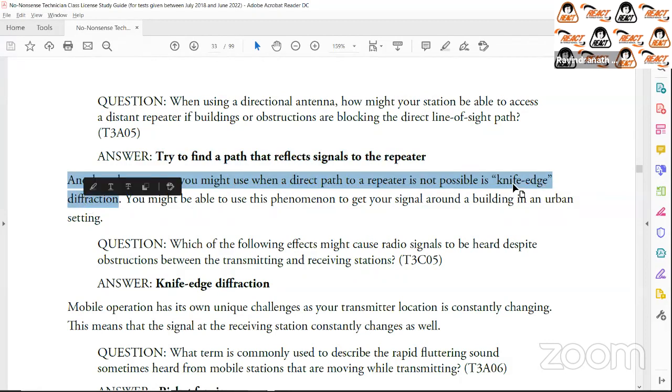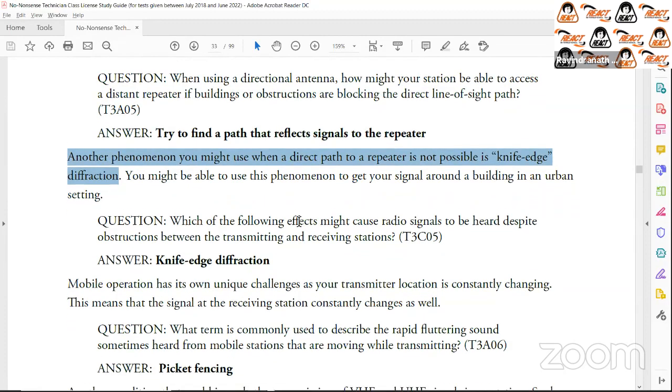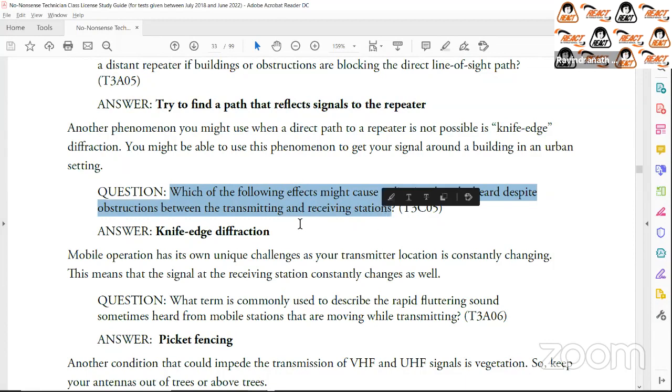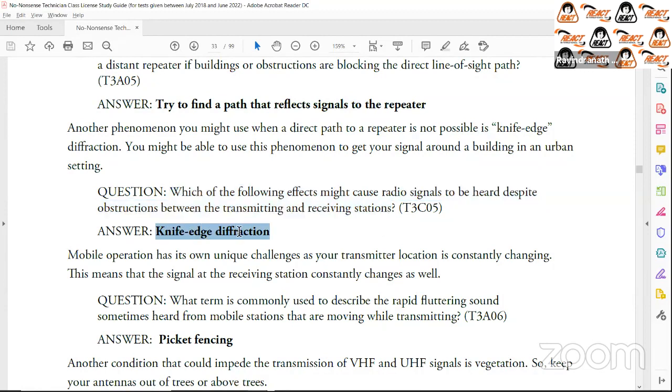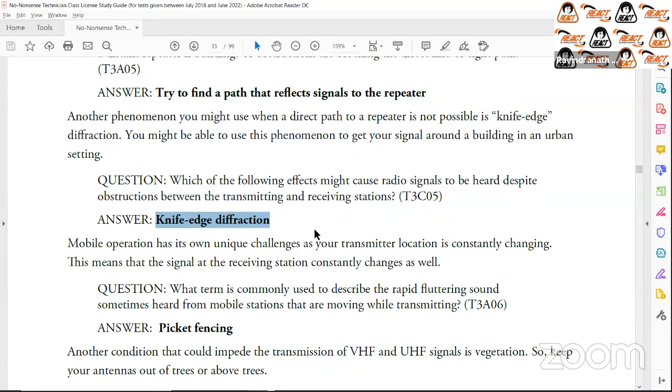So we talked about this concept of knife edge diffraction via the diagrams a little earlier. So let's go straight to the question pool question on it. Which of the following effects might cause radio signals to be heard despite obstructions between the transmitting and receiving stations? Remember that diagram where we saw that there was a hill with two very sharp peaks and the signal kind of curved around it or moved around it and the signal got to a place where it would not have gotten otherwise? Right. So that is called knife edge diffraction, where your signal could get to a place that it would not otherwise reach. But because of those very sharp objects or those very sharp edges of buildings or mountains or tanks or anything that's very sharp, the signal will be diffracted and could drop into an area that the signal would not have otherwise gone.